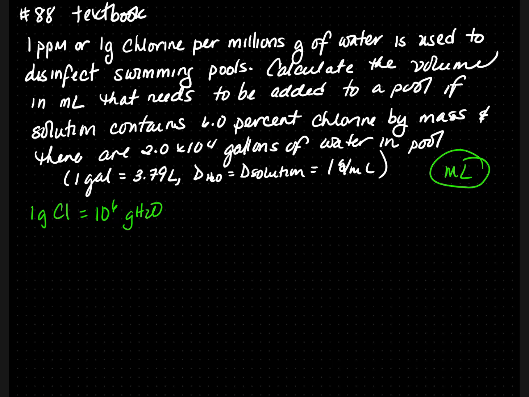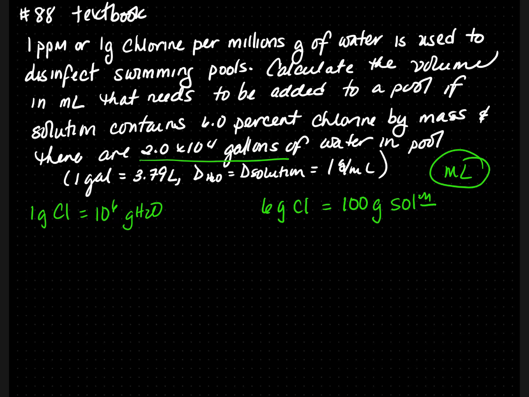Since it's a percent over percent, we could use any type of unit. I could use 6 grams of chlorine. I could use 6 milliliters of chlorine. And on the bottom, it's going to be 100 because it's part to total. And here, since it's chlorine plus water, it is a solution by mass. And there are 2.0 times 10 to the 4th gallons of water in the pool.